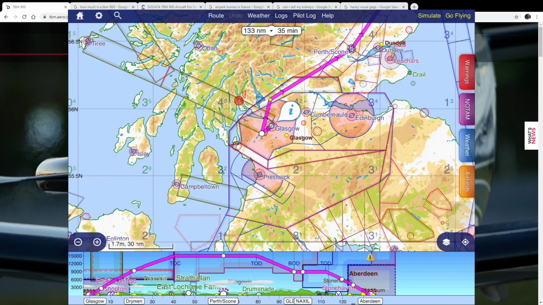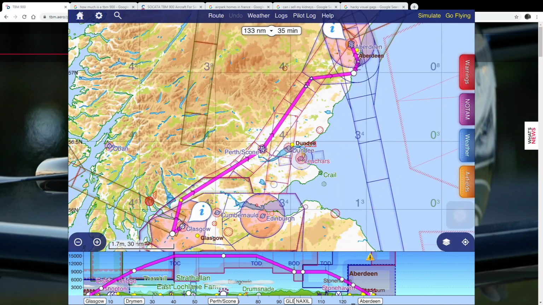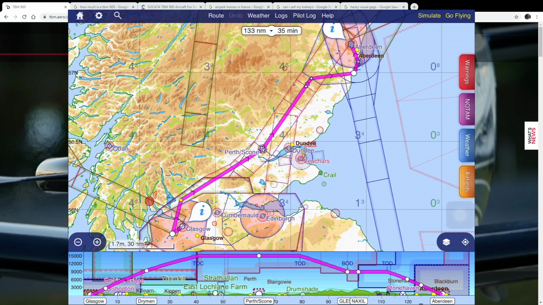So this is a flight that was part 1 and 2 of the video series, starting at Glasgow in the bottom left and up to Aberdeen in the top right. You can see that the aircraft operated inside an airspace corridor, if you like.